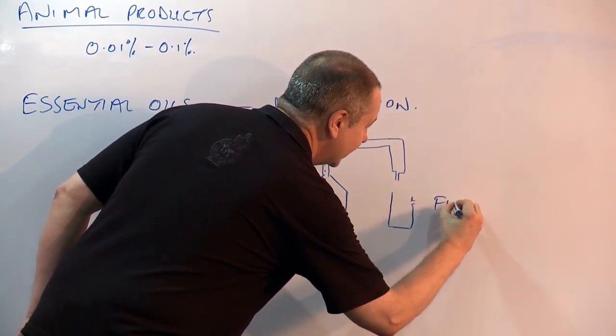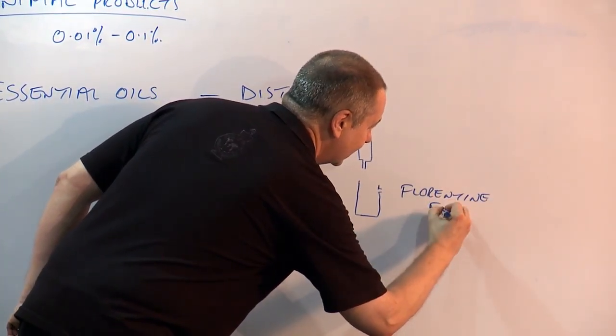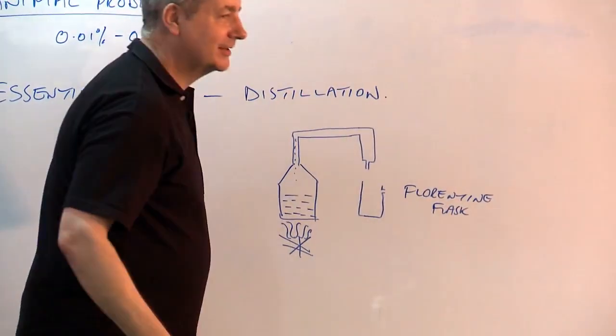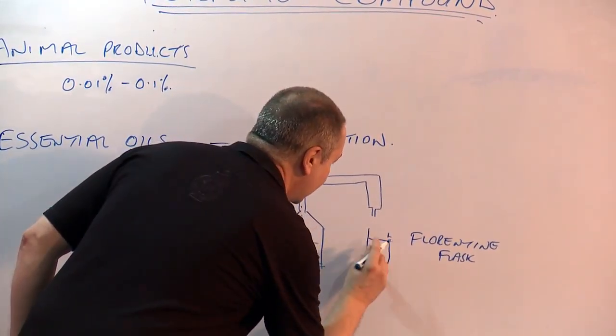This is called a Florentine flask, but actually nowadays they just call it a separator.